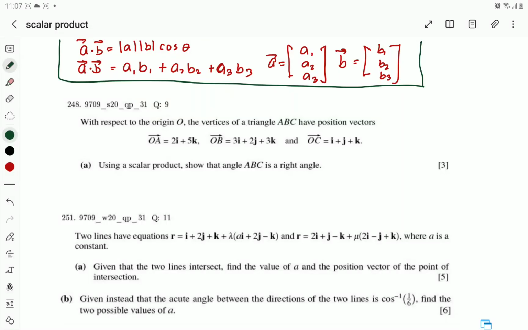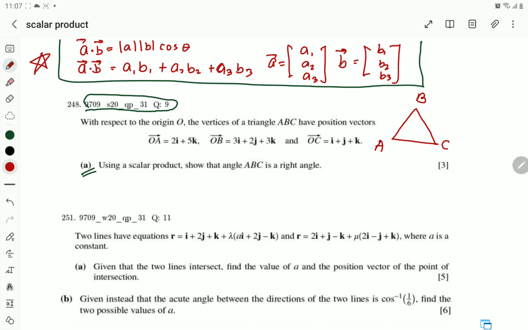Let's answer this first example from 9709 S20 qp31 question number 9, specifically only for letter A. But before that, please don't forget this is the summary, the one that you need to remember all the time. So, with respect to the origin O, the vertices of triangle ABC, we have a triangle that is A, B, and C, and have these position vectors given by them.